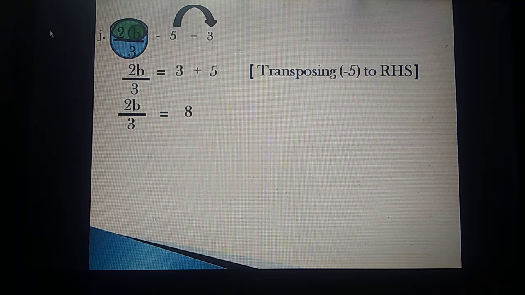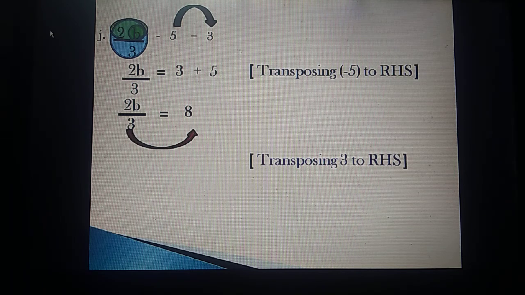Now in the outermost circle we can see it's 3. So we will shift 3 first. Transposing 3 to RHS. 2b is left and then on the right hand side what you will write. Right now we are multiplying 3. Why? Because in the last step we were dividing 3 on the left hand side. So after transposing, division will become multiplication. Now you will get 2b as 24.